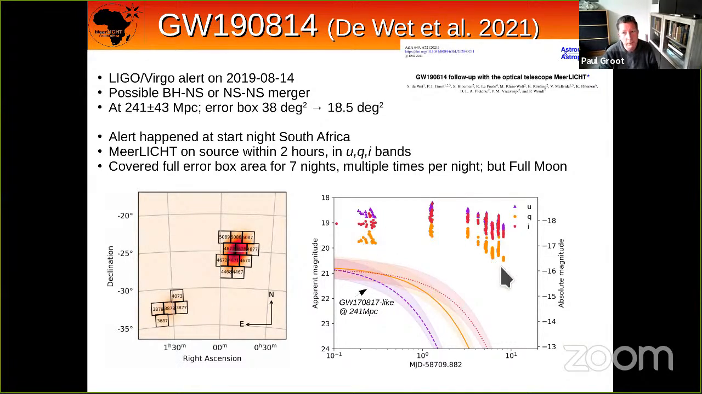And we followed it for 7 nights. Unfortunately, it was full moon, and the moon was actually quite close in the sky to this location. So you see that the earlier data is not as deep as we would have liked it. And if it was like 170817, this is what the predicted brightness of that source would be. We didn't match that, but it was a beautiful exercise to go through, and we can still set limits on any afterglow.